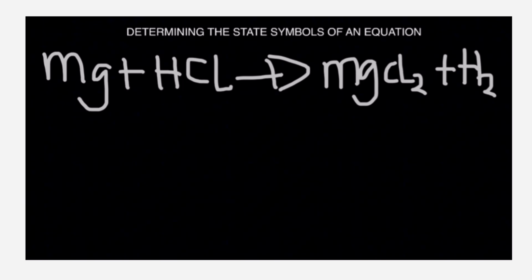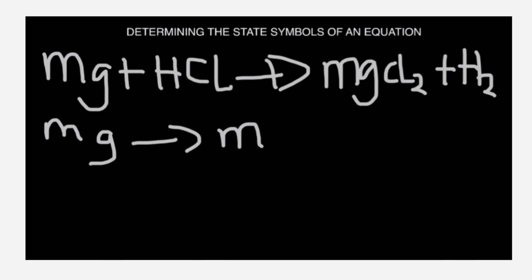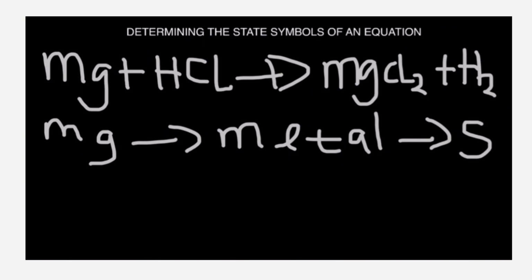Now, for you to determine the state symbols here, let's look at the elements and the compounds at hand in this question. Understand that magnesium is a metal, and all metals on the periodic table are regarded to be in solid state, that's for most of them except mercury. So, solid, because all metals will exist in what? In solid state.